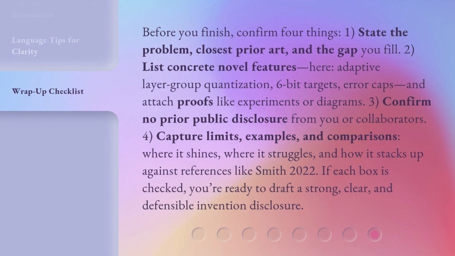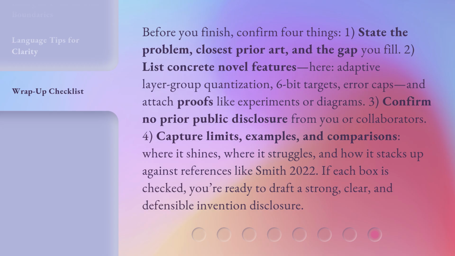Before you finish, confirm 4 things. 1. State the problem, closest prior art, and the gap you fill. 2. List concrete novel features. Here, adaptive layer group quantization, 6-bit targets, error caps, and attach proofs like experiments or diagrams.